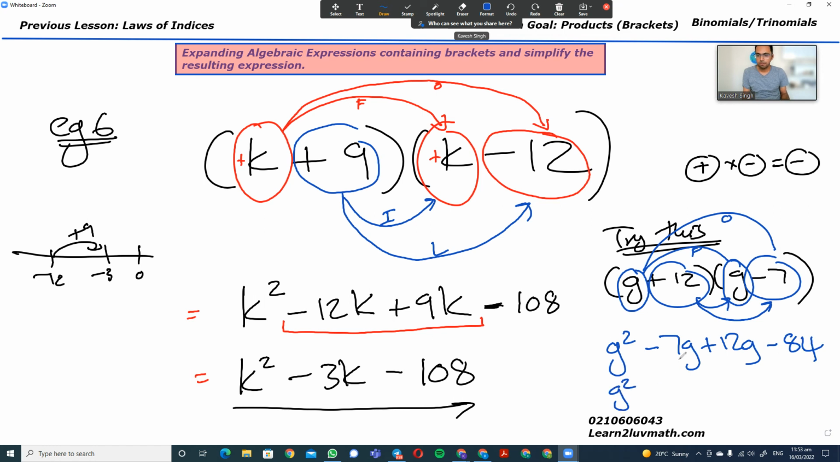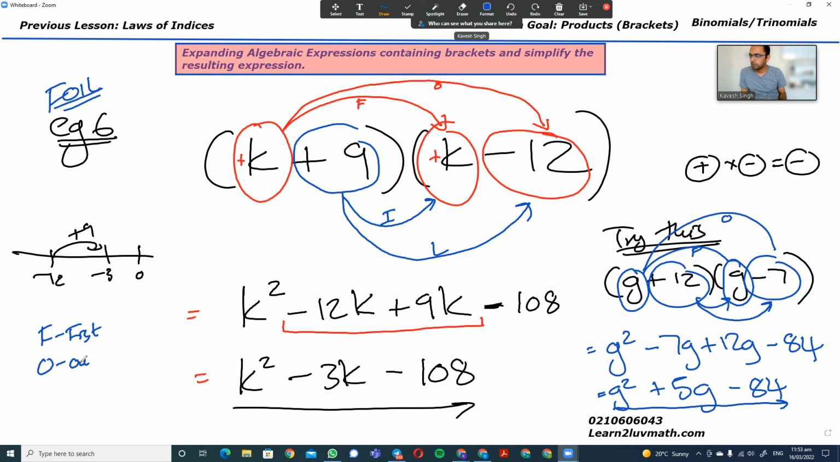That gets you g squared minus 7 plus 12 is 5g. All right, don't forget integers. And negative 84, we have completely unlike terms. We stop here, we end up with a trinomial. And just to let you know, this expansion is also known as FOIL, where F stands for the first two terms of the brackets, O stands for outer two terms, I stands for inner two terms multiplying, and L stands for the last two terms of the bracket, calling it the FOIL method. All right, so the FOIL method is the name you could use for this.